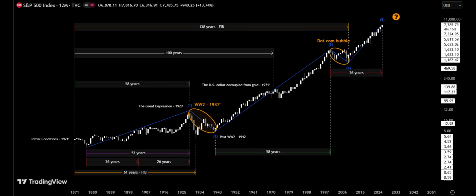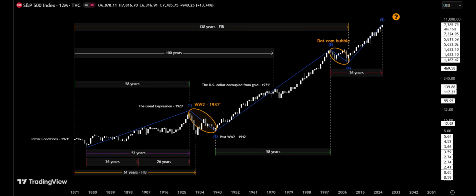But what is really being measured here is not only price. It is time. Look at the horizontal measurements. We have approximately 26-year intervals. We have 52 years. We have 58 years. We have a 61-year Fibonacci measurement. We have 100 years. And we have the larger 138-year Fibonacci relationship.